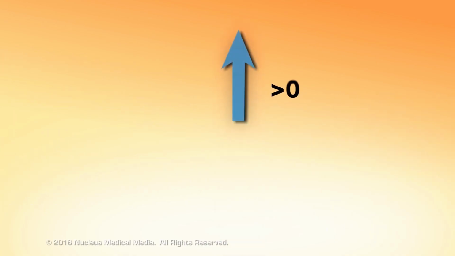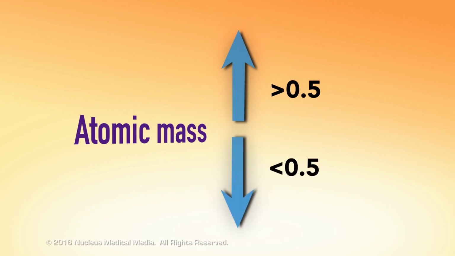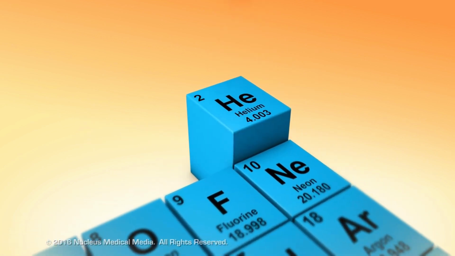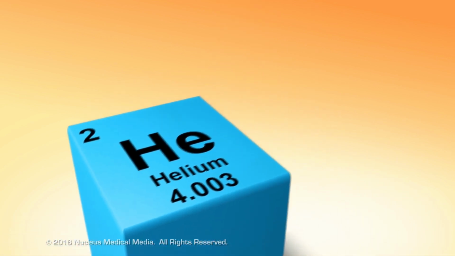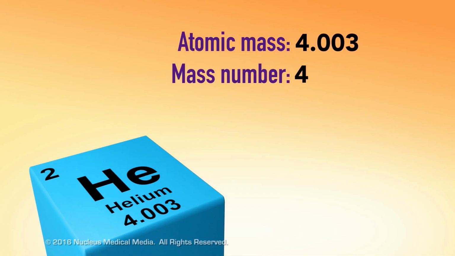Round up if an element's atomic mass ends in 0.5 or greater. Round down if an element's atomic mass ends in less than 0.5. Let's look at some examples from the periodic table. Helium has an atomic mass of 4.003. We can easily round that down to get a mass number of 4.